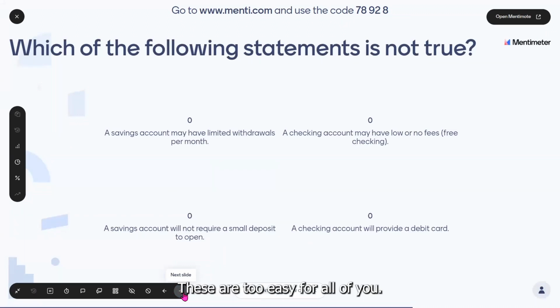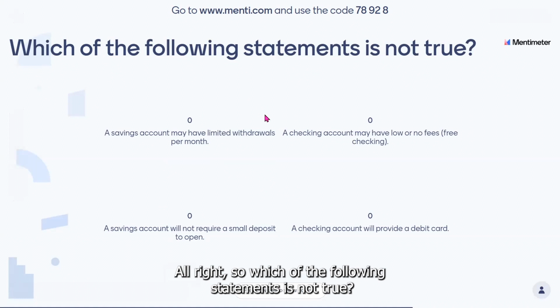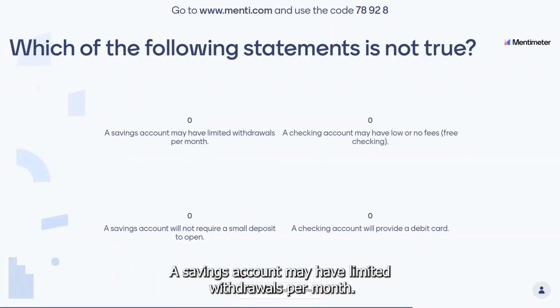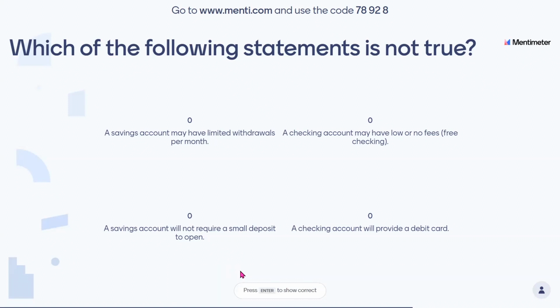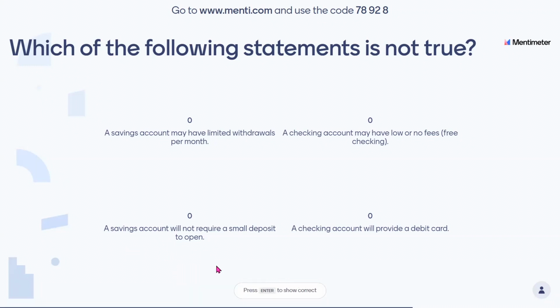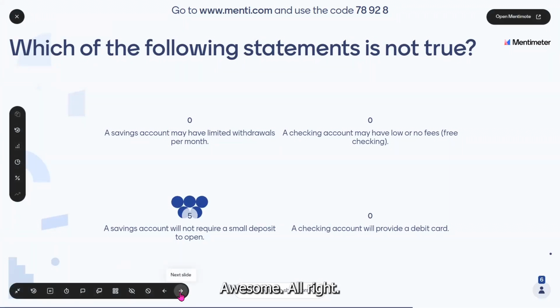These are too easy for all of you. All right, so which of the following statements is not true? A savings account may have limited withdrawals per month. A checking account may have low or no fees. A savings account will not require a small deposit to open. A checking account will provide a debit card. So, yep. Good job. Awesome. All right.